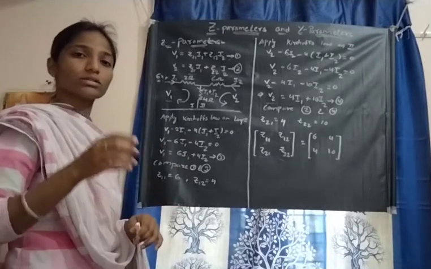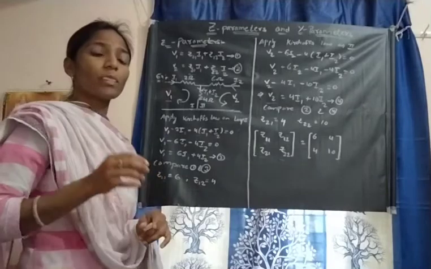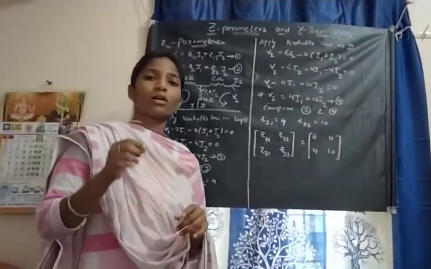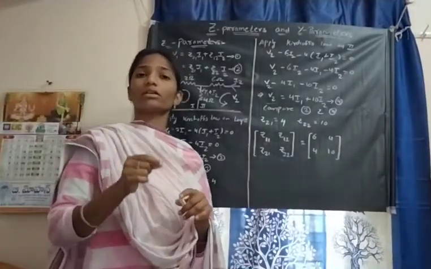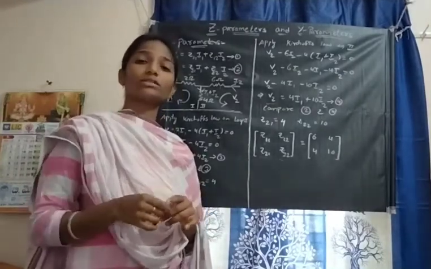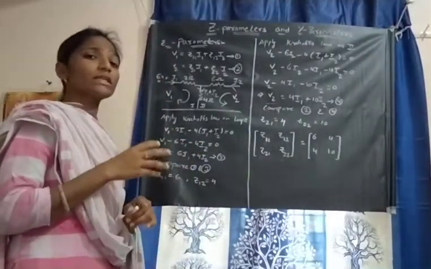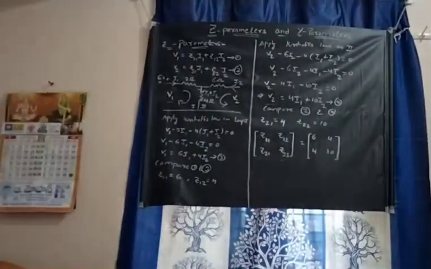So work out a few problems related to Z parameters. Why? Because one question will definitely come from the 5 theorems from the essay point of view, and one question will definitely come from these parameters. So be focused on these theorems and these parameters.